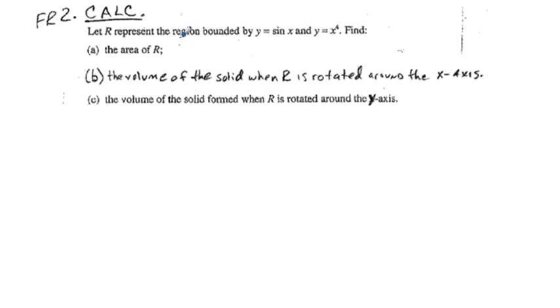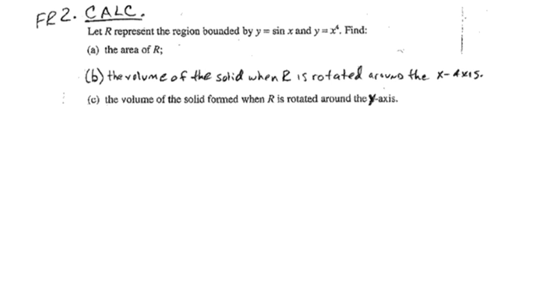Let R represent the region bounded by y equals sine x, and y equals x to the fourth power. Find A, the area of R, B, the volume of the solid when R is rotated about the x-axis, and C, the volume of the solid when R is rotated about the y-axis. So the most important thing is to take a look at what this area is, and then find the intersection points so we can find our limits of integration.